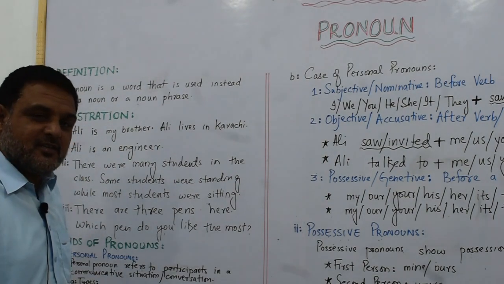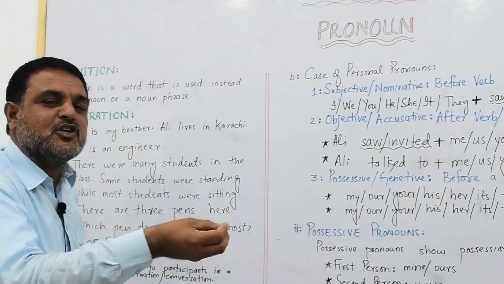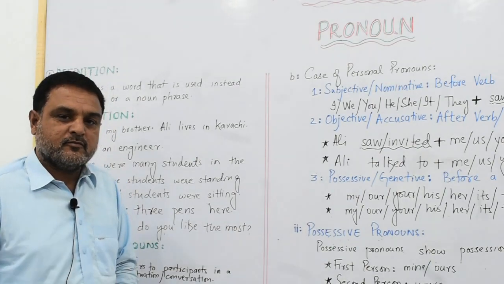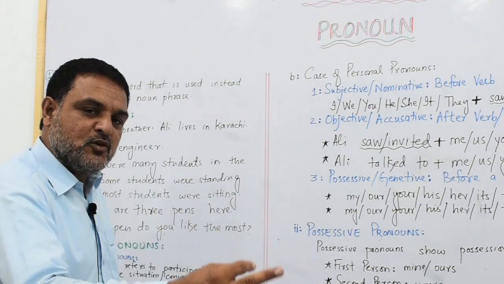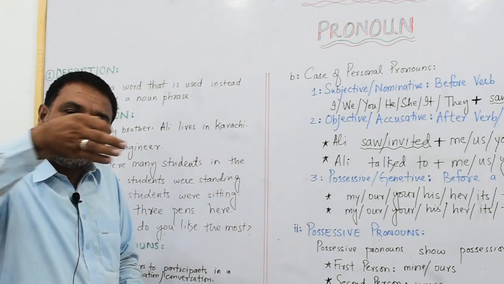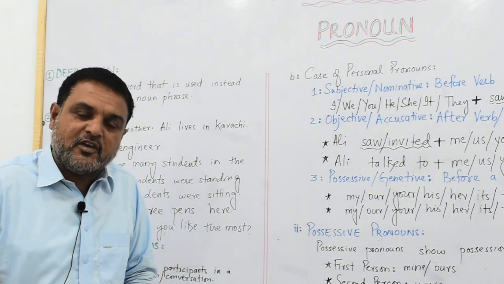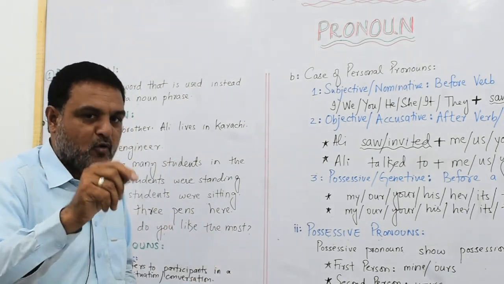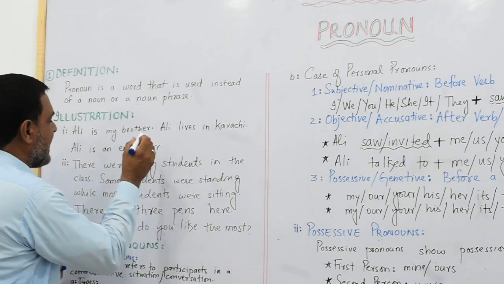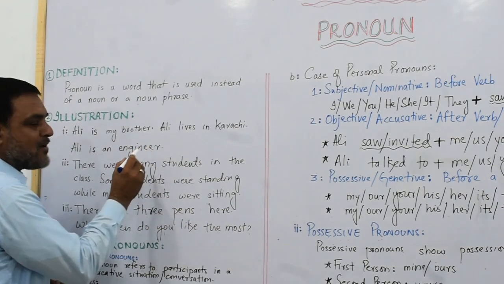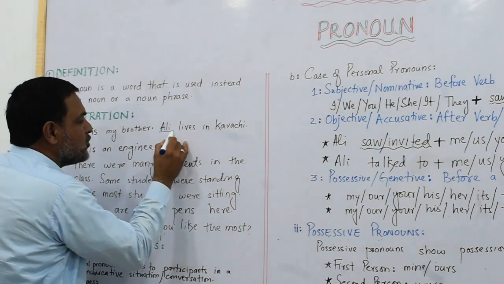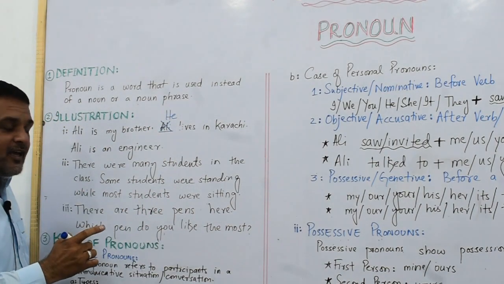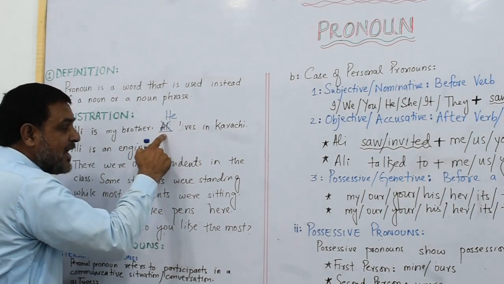In normal circumstances, according to the standard use of language, repetition of a noun or noun phrase is avoided. Once a noun has been used, it is not repeated over and over again. We avoid it and replace a noun or a noun phrase with a pronoun. So when we say Ali is my brother, Ali lives in Karachi, we don't use Ali again. Instead, we use the word he. So see, he has replaced Ali.